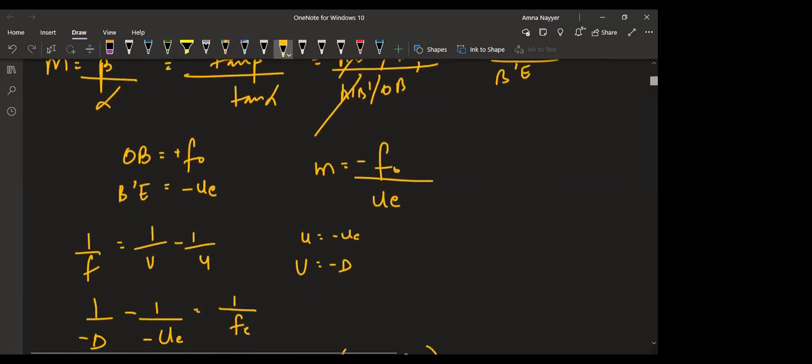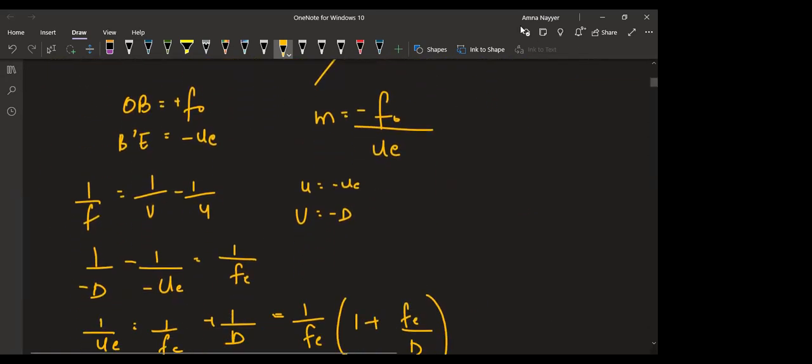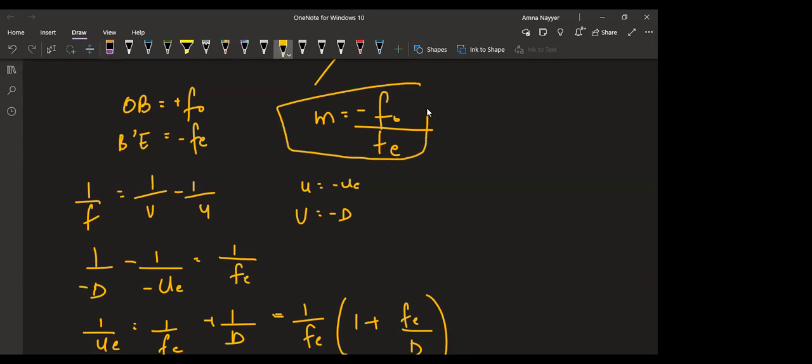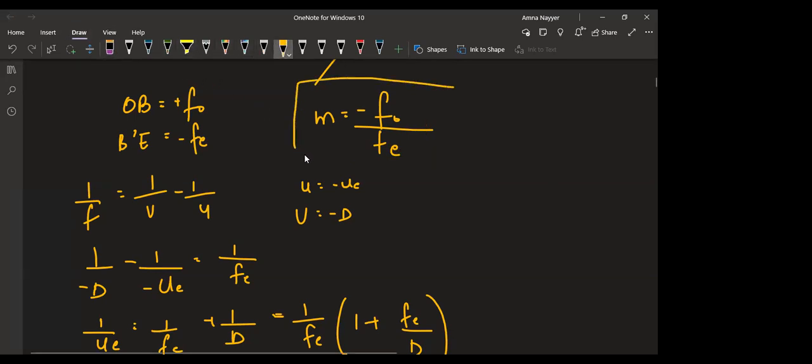Rest of the things will be the same till here. At this point, you will have it directly as minus FE. So your final formula will be M is equal to minus F naught by FE. So no need to write the things that are written below. Just quickly copy it down till here.